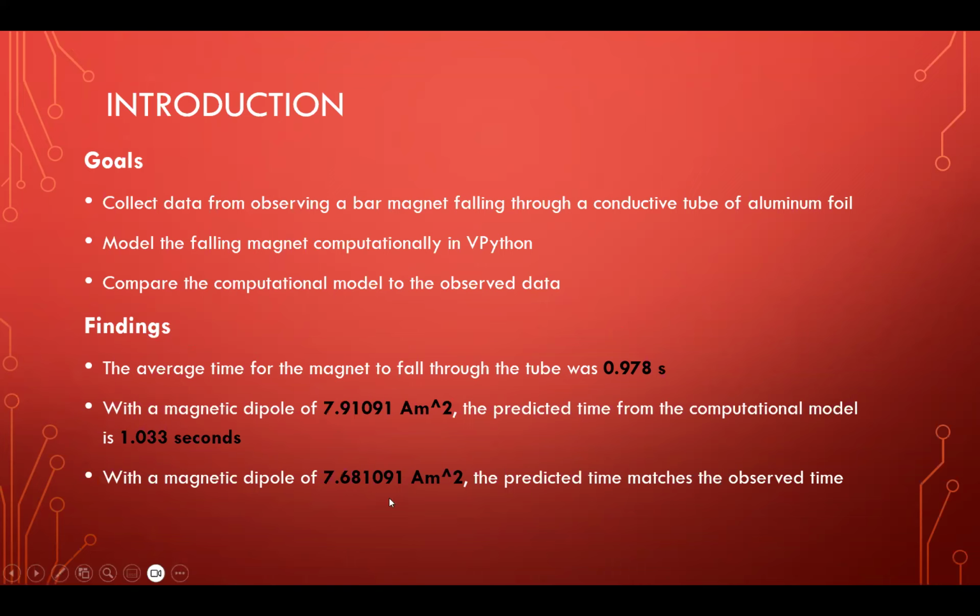The findings were that the average time for the magnet to fall through the tube was 0.978 seconds, with a magnetic dipole of 7.91091 A·m². The predicted time from the computational model with this magnetic dipole is 1.033 seconds, and with a magnetic dipole of 7.681091 A·m², the predicted time matched the observed time in the computational model.